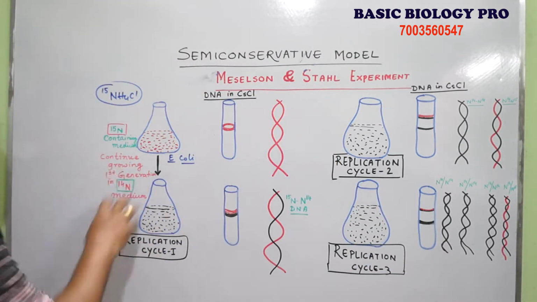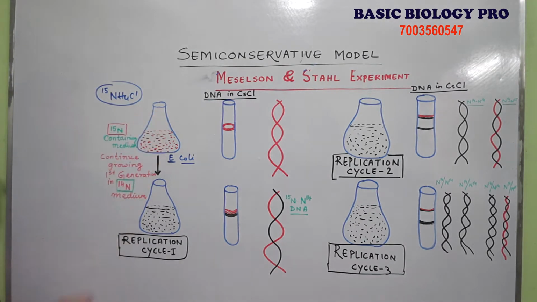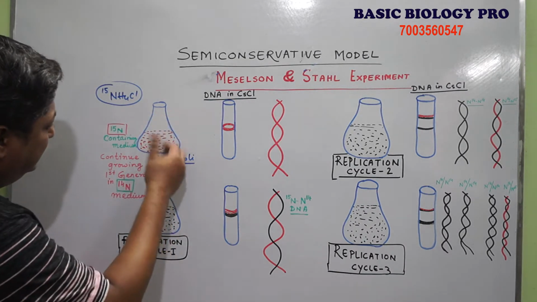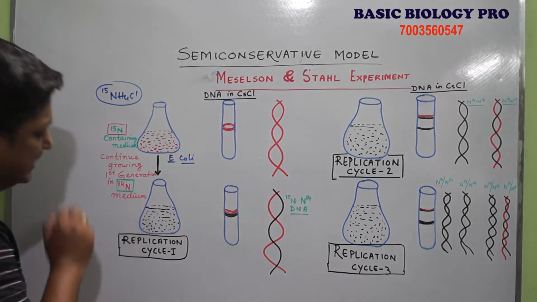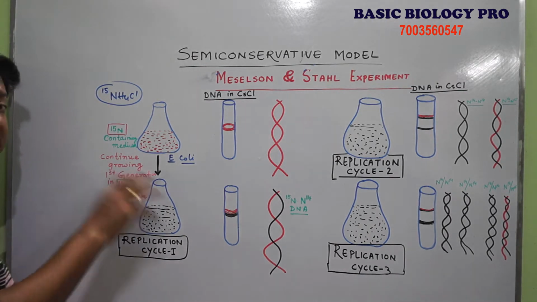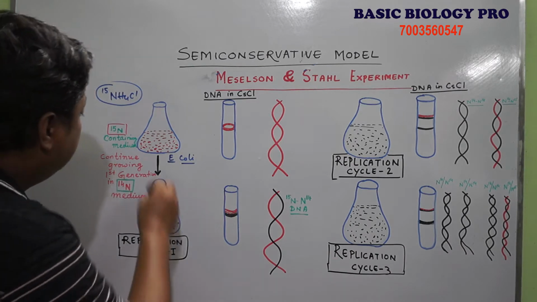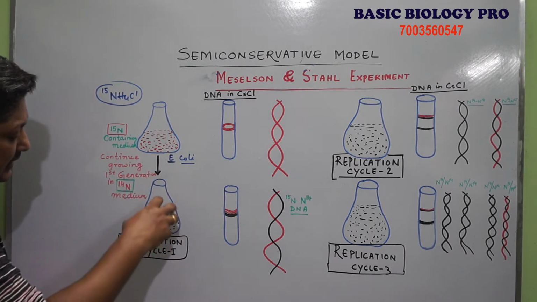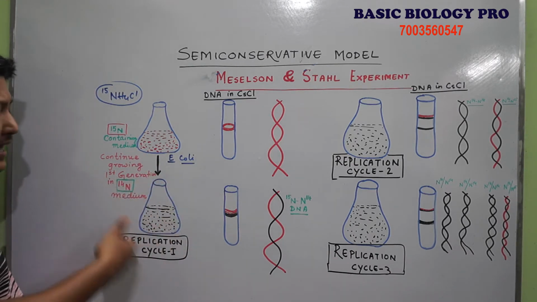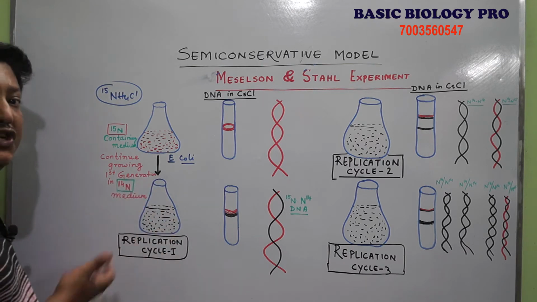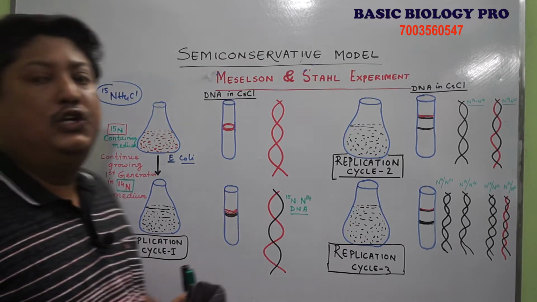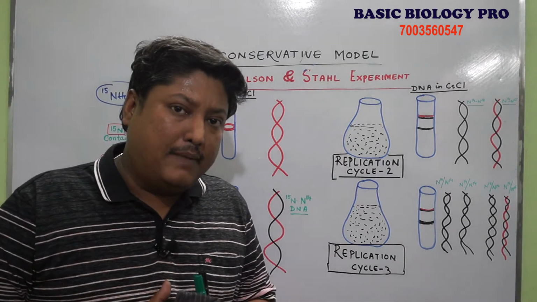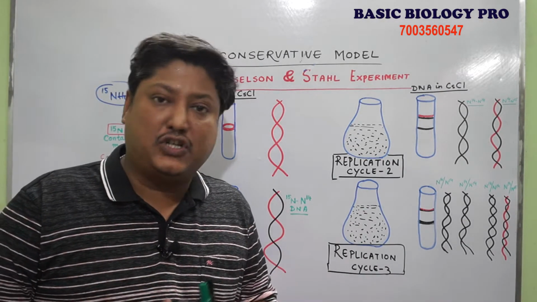Now after successfully growing within this 15N medium, they transferred the E. coli bacteria into another medium called 14N medium, which is a normal nitrogen medium. After successfully culturing those bacteria there, they analyzed their DNA to know about the replication status.